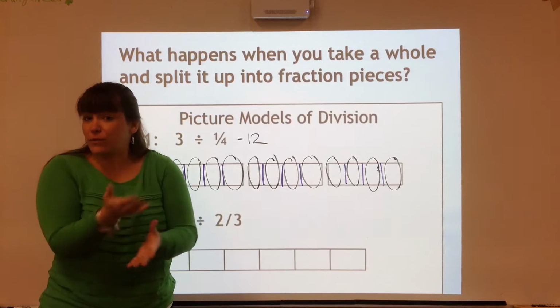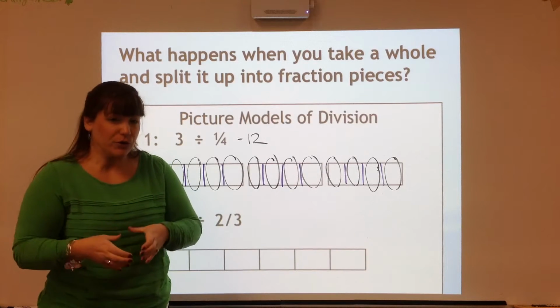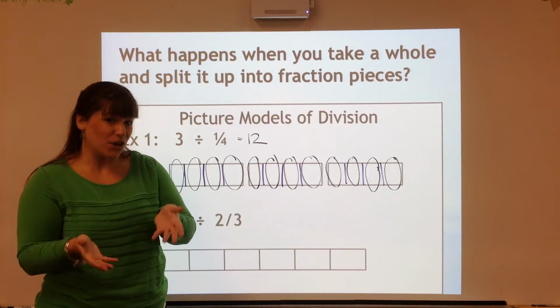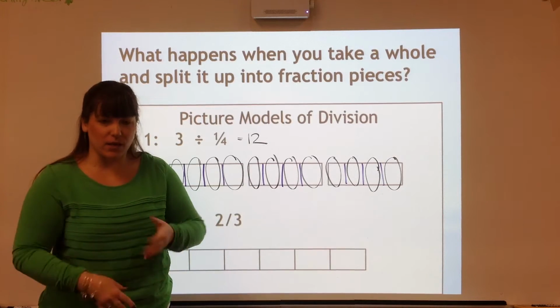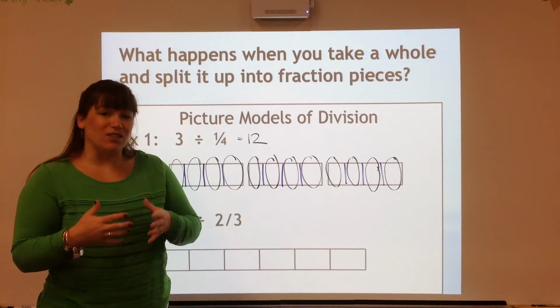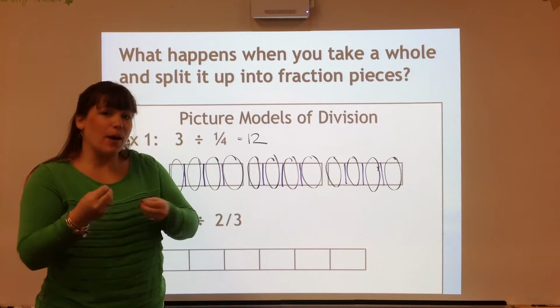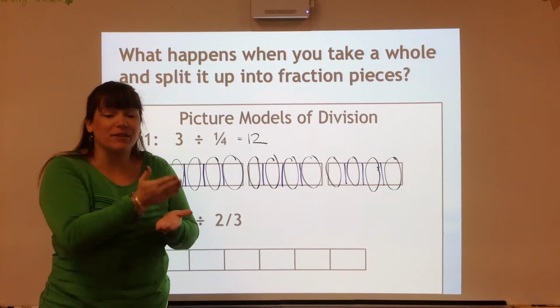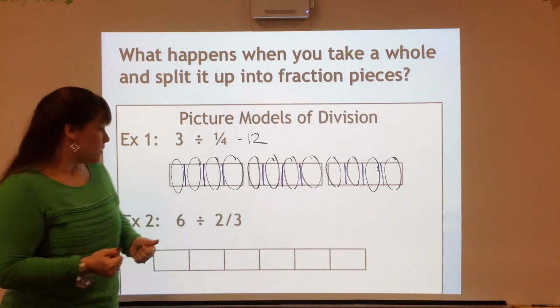And the craft requires 2/3 of a foot piece of wood for whatever we're making, a snowman or something. So we need to figure out how many pieces I would have after I make those cuts.